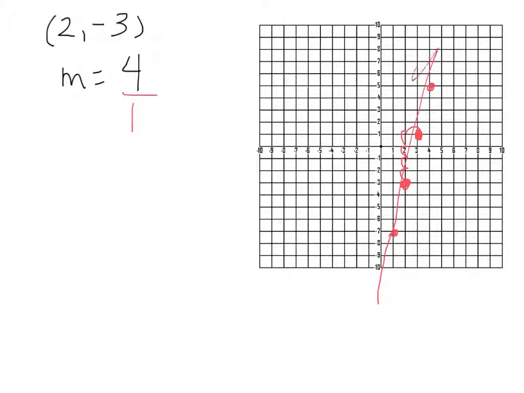Always, whenever you graph a line, you want to graph with your slope and a point. It doesn't matter if it's a y-intercept, it could be any point. You just need a point and a slope to graph.